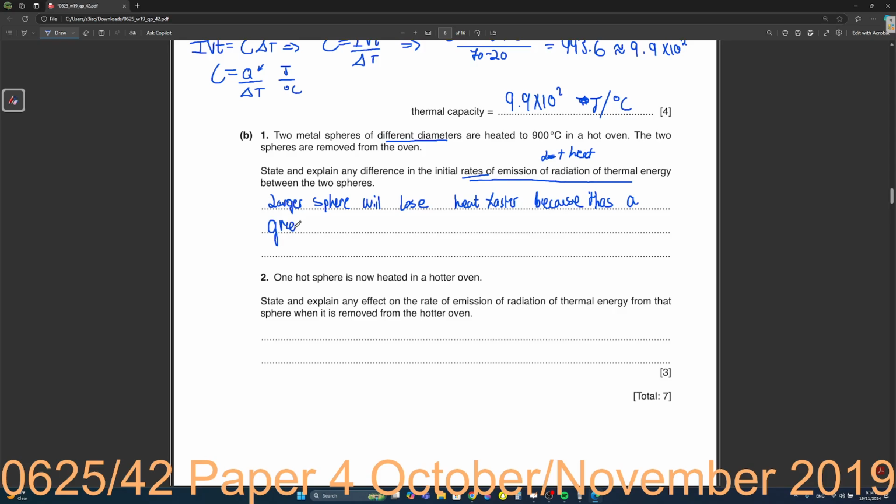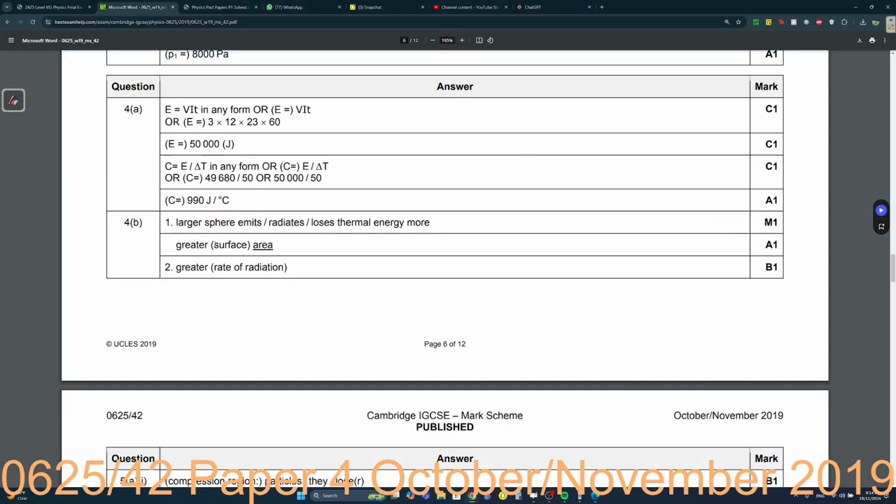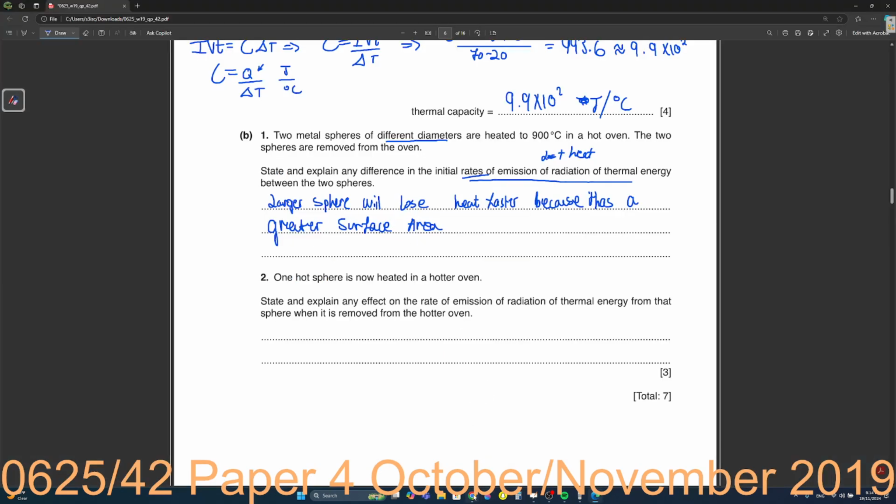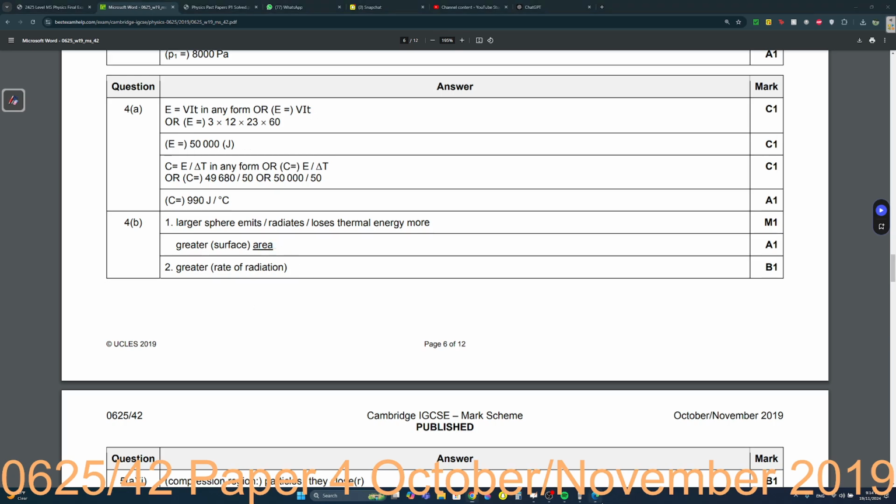A greater surface area. Let's check the marking scheme. The larger sphere loses energy faster. Why? Because it has a greater surface area. You have to say the word area. If something's underlined in the mark scheme, that means it must be said for the mark.